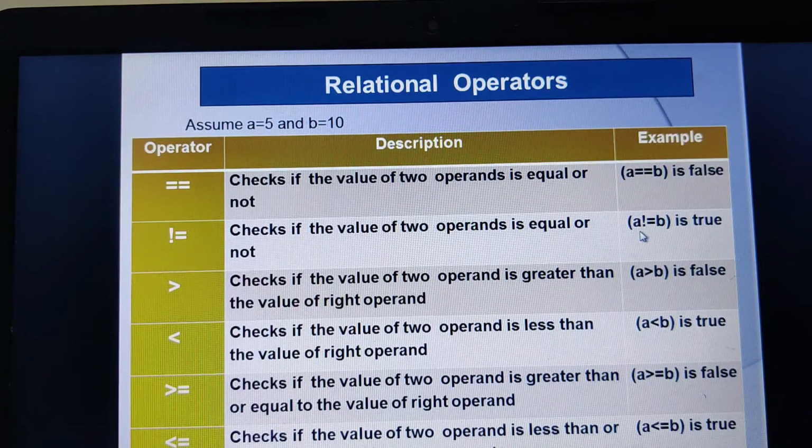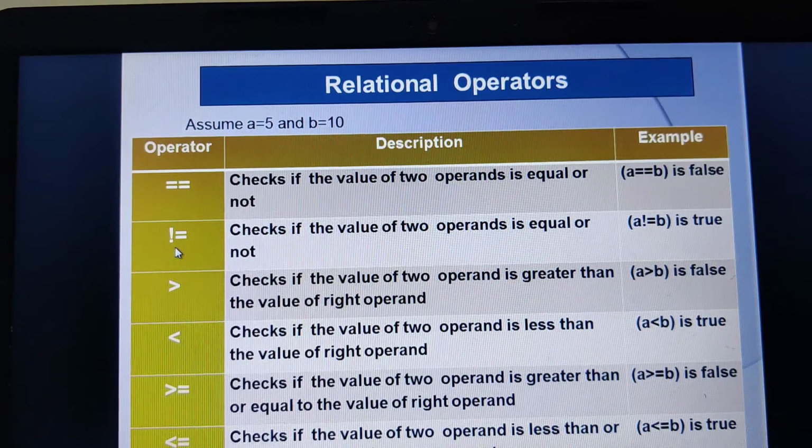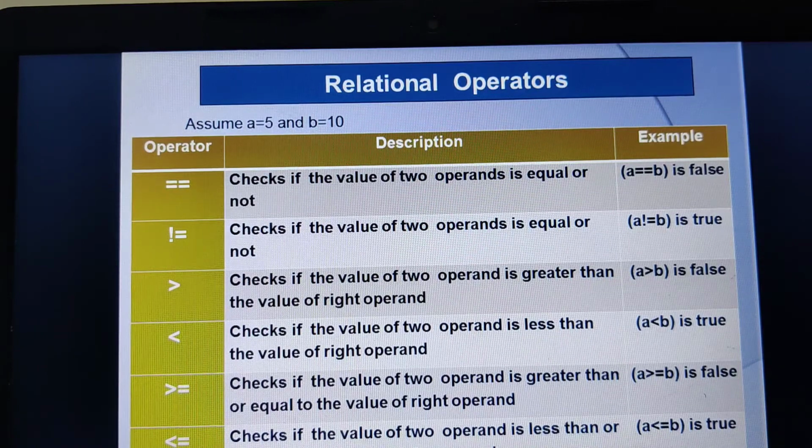Now you can see A is not equal to B. That means 5 is not equal to 10. Yes, the condition is true. The result is true. Therefore I got the answer as true here. I want to say here, this checks for equality. If it is equal, the answer would be true. If it is not equal, the answer would become false. But here we are directly checking for not equality. If they are not equal, the answer would become true. But if they are equal, the answer would become false. So it is completely vice versa.